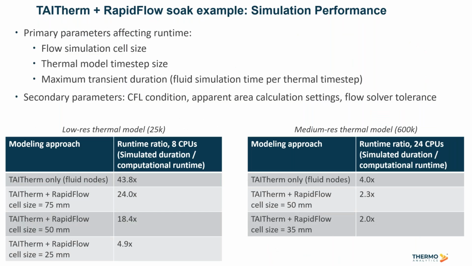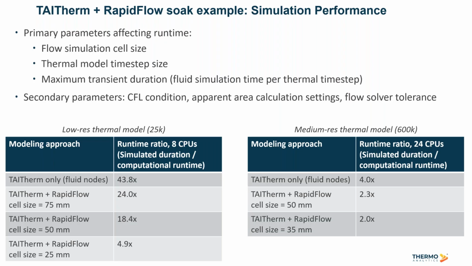Then on this next slide, I've got some data summarizing the performance of the solver under different conditions. Some of the important factors that will dictate runtime when using RapidFlow for a soak are, of course, the cell size for the fluid domain, the time step size for the thermal model, which again, we need to keep fairly low to have a good coupling between thermal and fluid, and some of those fluid coupling parameters, including the transient duration, how much we're running the fluid solver for each thermal time step, and some secondary parameters around CFL conditions, apparent area settings, and the tolerance for the flow solver.